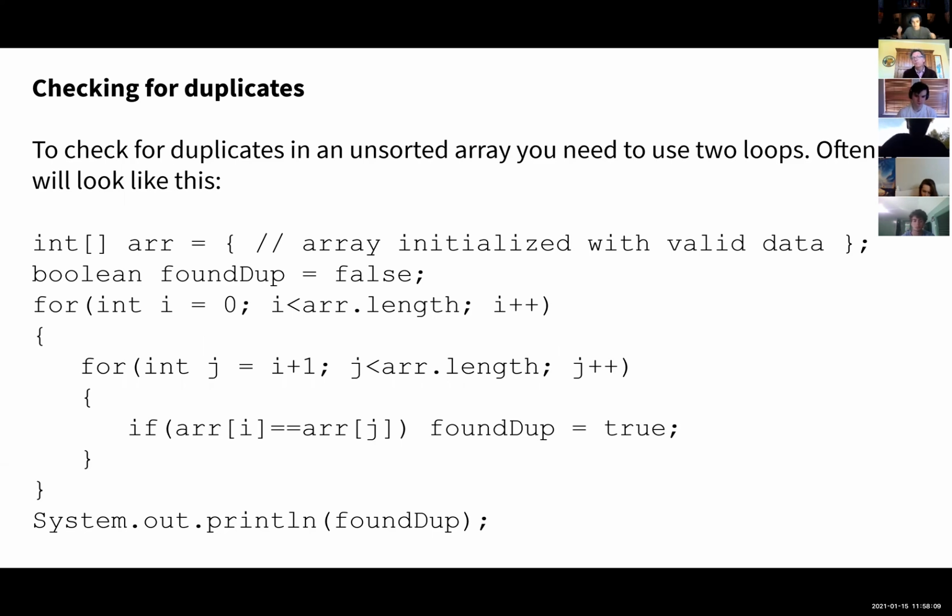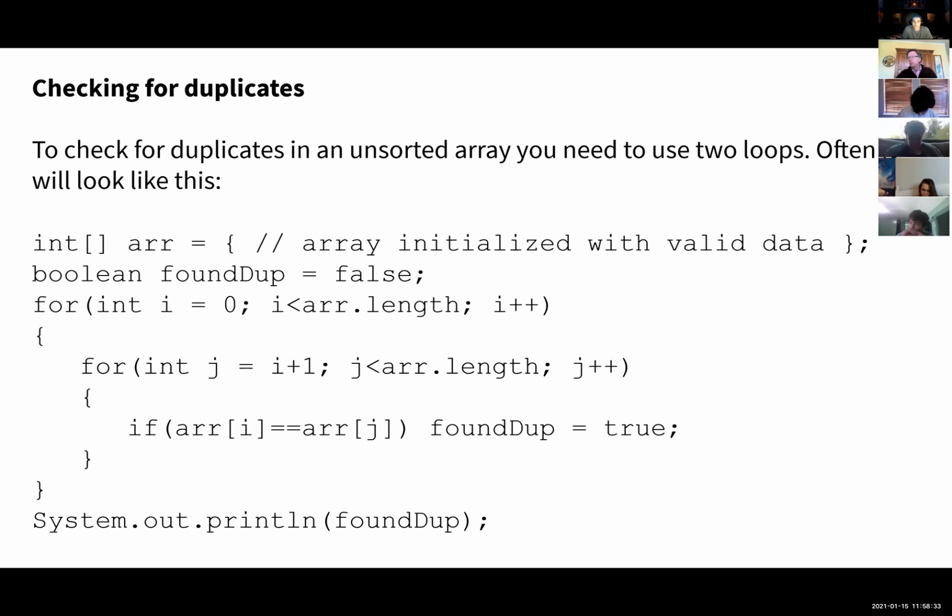So we're going to talk about checking for duplicates. Take a look at this code. To check for duplicates in an array that's not sorted, it'd be one thing if the array was sorted, you could just check, is the next element the same as the current element? That wouldn't be too hard, just a simple for loop. Hey, I found a duplicate.